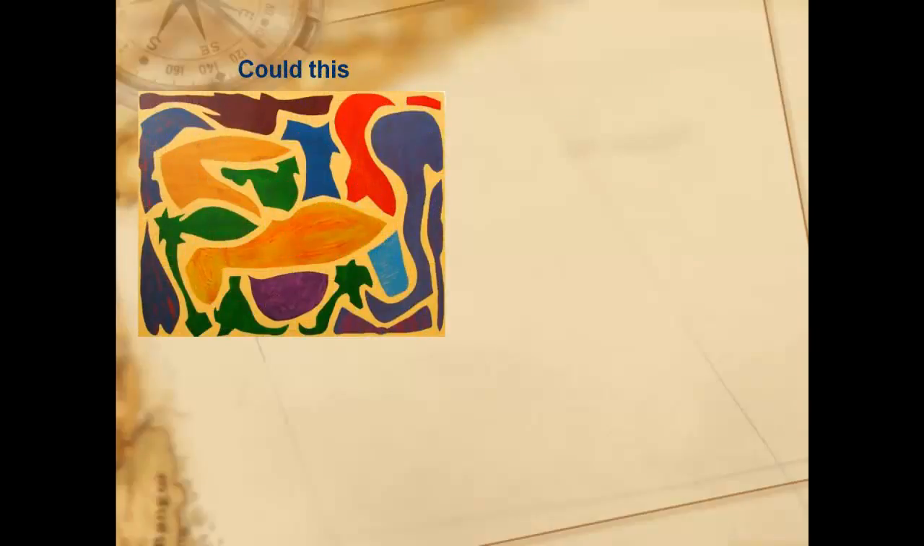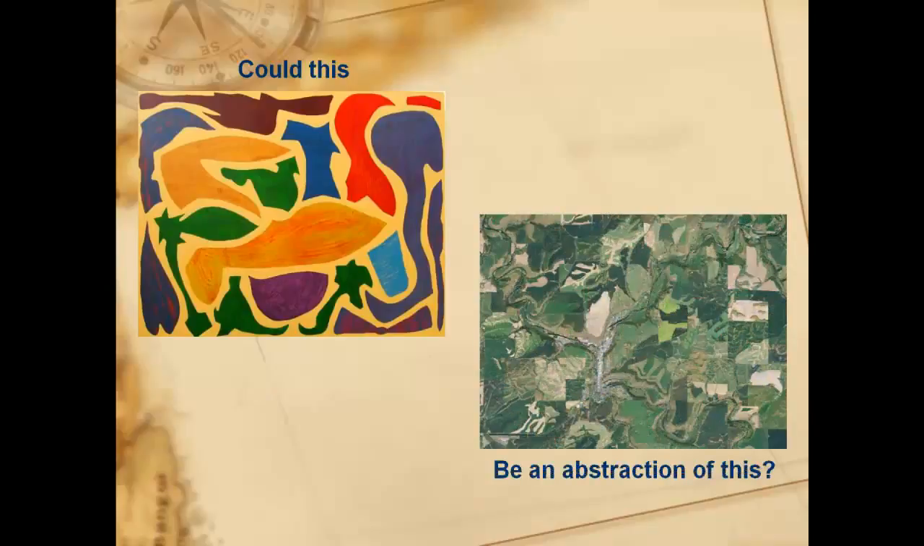So when I look at this abstract art, is there any way that that could be representing some piece of what here is an image of reality? Could somehow what's on the left be an abstraction of what's on the right? Well, in this case it actually is. The title of this piece of abstract art has to do with the Palouse Hills. So what you're seeing there are fields on the Palouse, and it's an abstraction of the reality that is the Palouse Basin.